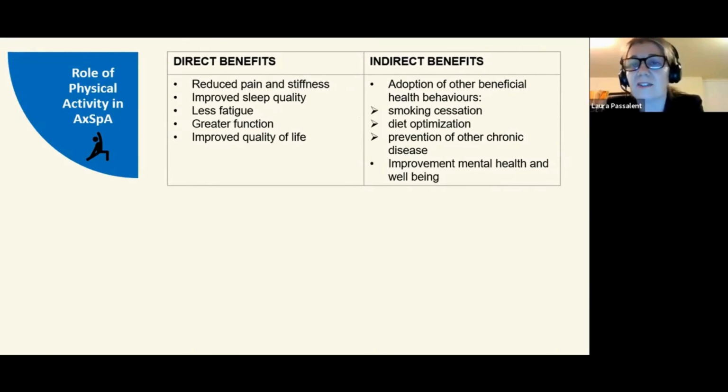But people also identified some indirect benefits, and this included the adoption of other beneficial health behaviors. So people who were engaging in physical activity and started to notice improvement in their symptoms, this had a cascade effect into other areas of health behavior. So people indicated that that motivated them to stop smoking. They looked at their diets. They tried to optimize what they were eating, and they really focused on the prevention of other chronic diseases. In addition, another indirect benefit that was commonly relayed in the interviews is improvement in mental health and well-being.